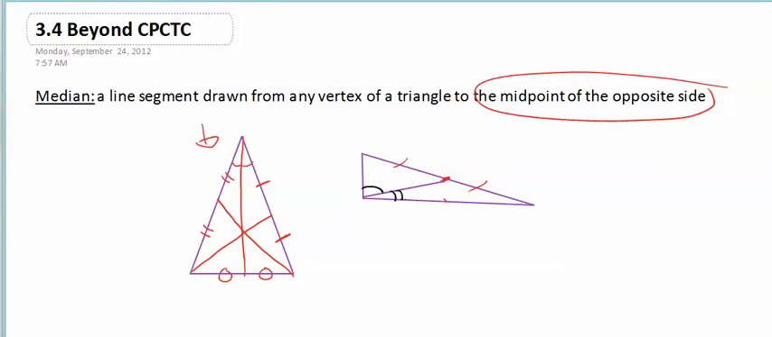So, does the median bisect the angle? Not necessarily.